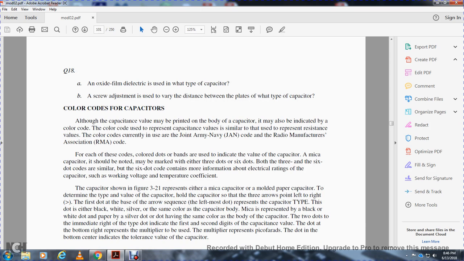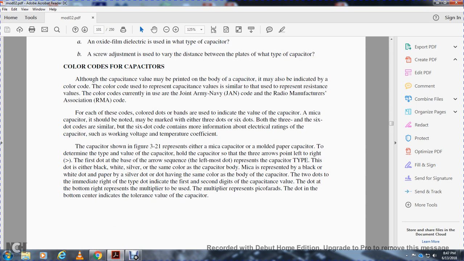Color codes for your capacitors. Although the capacitance values may be printed on the capacitor, they may also be indicated with a color code. The color code represents the capacitance value, similar to the color code that represents the resistance value for resistors. The color codes currently used are the Joint Army Navy or JAN code, or the Radio Manufacturers Association RMA code. For each of these codes, color dots and or bands indicate the value of the capacitor.